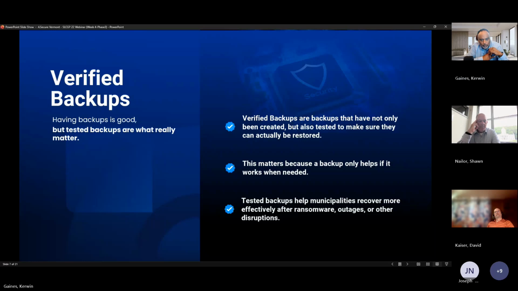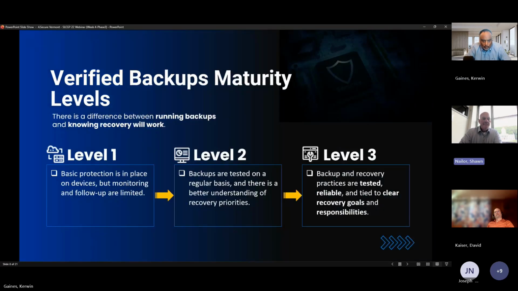Good points. Let's move along. So again, we've offered the maturity levels, which is, basic, doing backups on devices, but follow-up is limited, right? And then level 2 is you're testing them on a regular basis, and you understand recovery, and you have prioritization for that kind of stuff. And then level 3, backup and recovery practices are tested, reliable, and tied to clear recovery goals and responsibilities.